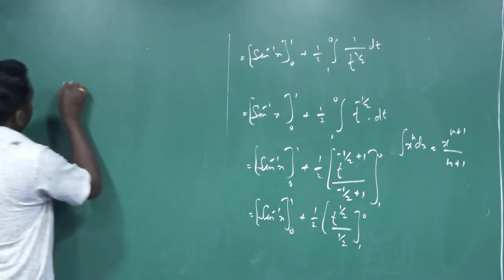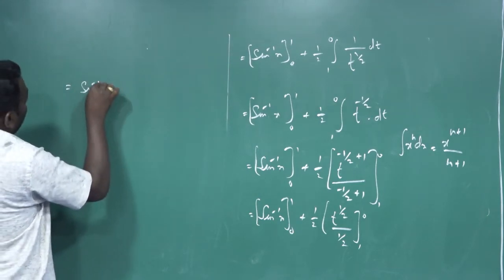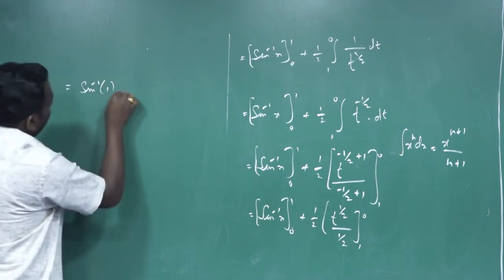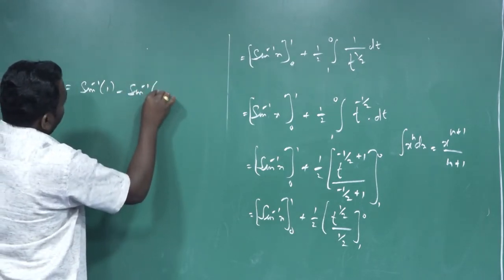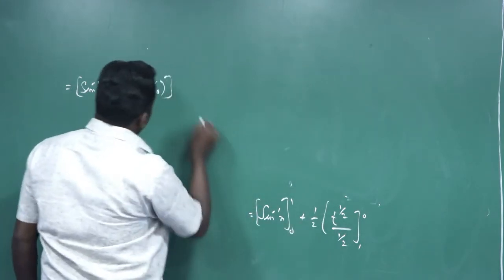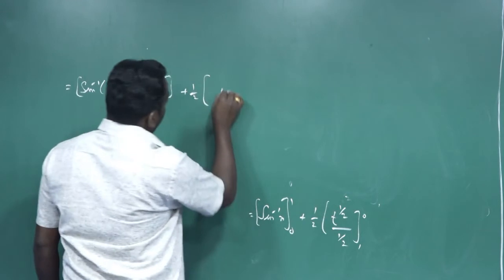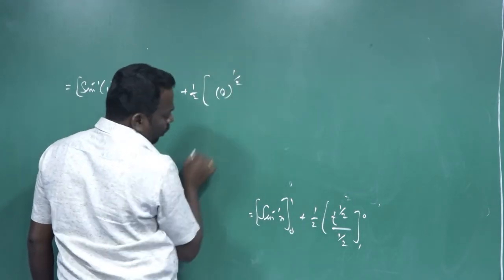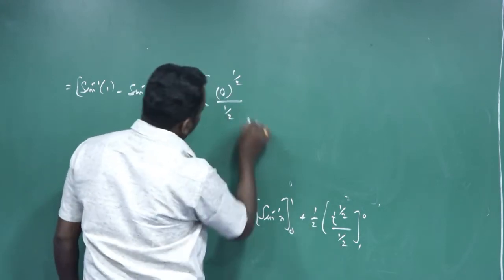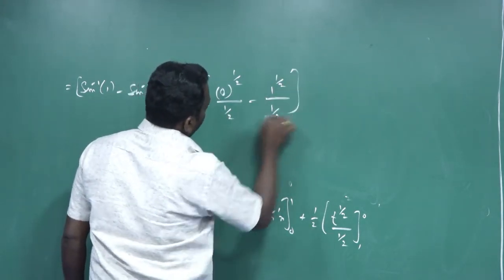The next line, that is equal to: just apply the upper limit value, sin inverse of 1 is the upper limit, minus the lower limit 0, sin inverse of 0, for the first term. Then the second term, plus 1 by 2 outside, within the bracket, upper limit value 0 power 1 by 2 by 1 by 2. Then apply upper limit value minus lower limit value, minus of 1 power 1 by 2 by 1 by 2.